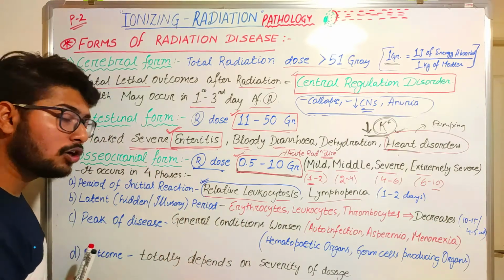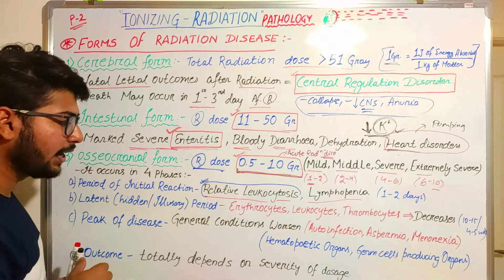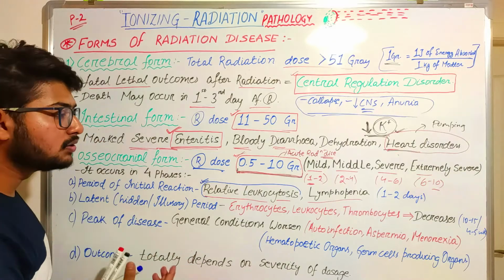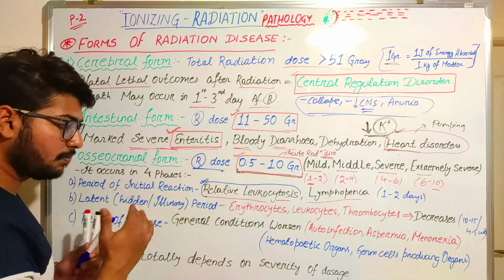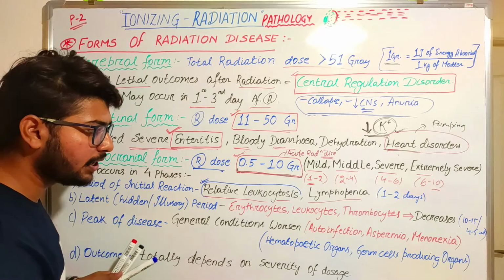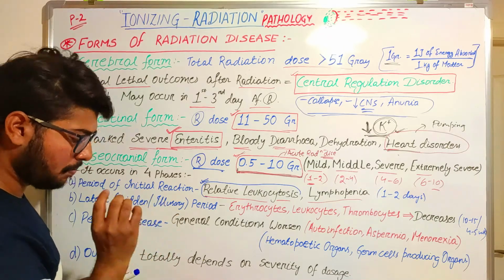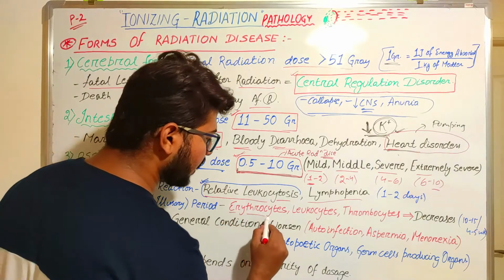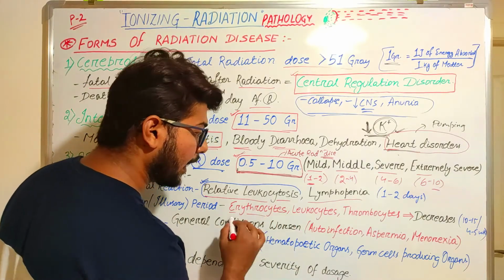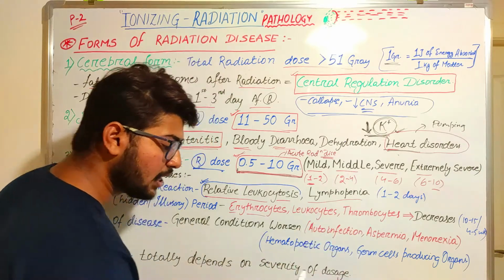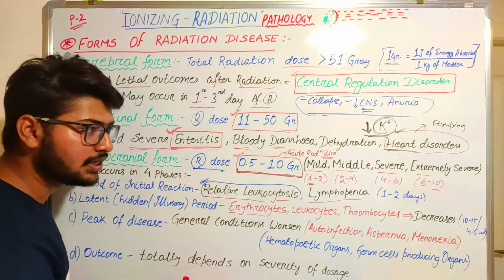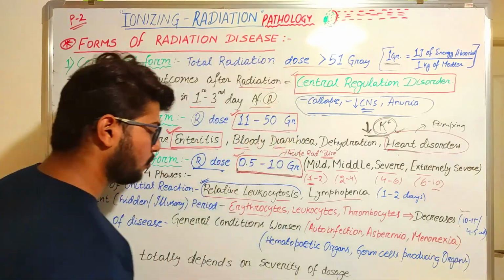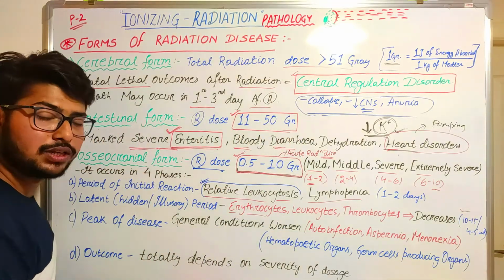Then comes the latent or hidden period. Why is it called the hidden period? Because the period is unpredictable. The person persisting with this period can never be predicted, but there are some minor changes found, like erythrocyte blood counts will get decreased. Erythrocytes, leukocytes and thrombocytes will gradually decrease, and it occurs in between 10 to 15 days or 4 to 5 weeks. Then comes the peak of the disease.